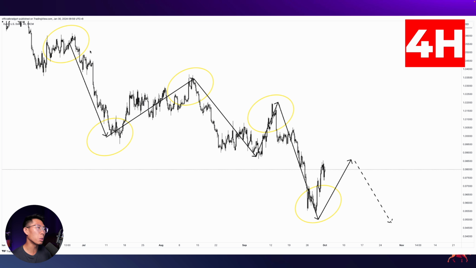And also we can identify the market structure like what I did over here. You can see these are the lower highs, lower lows, lower highs, lower lows, lower highs, and another lower low. So we can see clear as day price is in a downtrend.